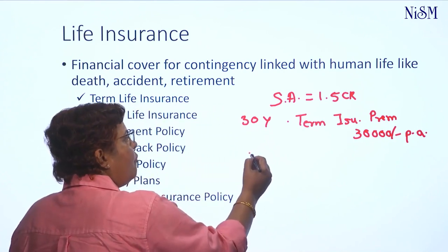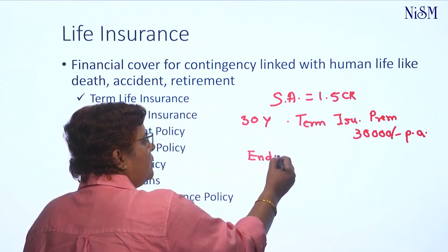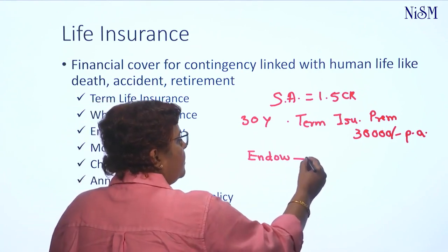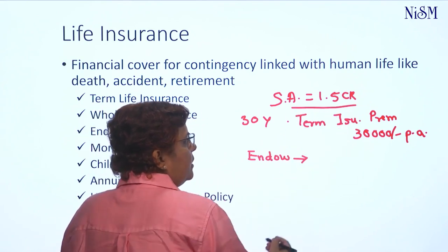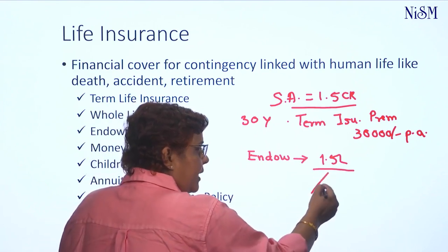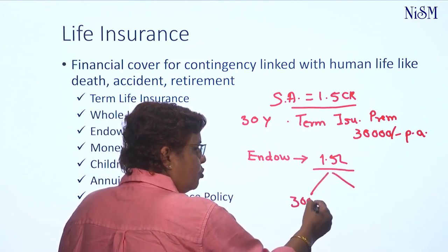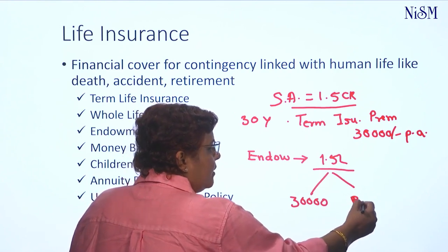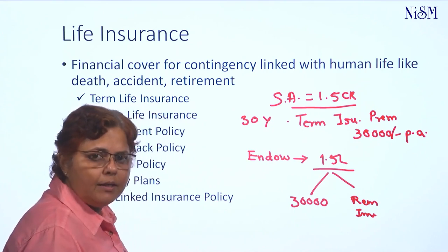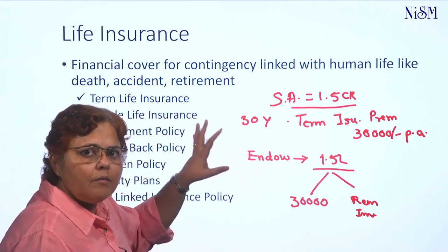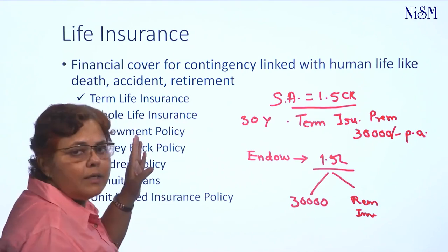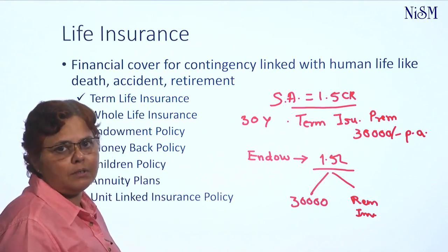But if I go for an endowment policy, which is going to give me money at the end of 30 years, for the same sum assured, they may charge me 1.5 lakhs. Because now they have to segregate this into 30,000, which is towards insurance, and the remaining towards investments. So, one has to decide which type of policy to go for. This is what life insurance policies are about.